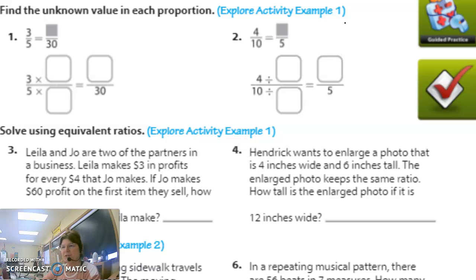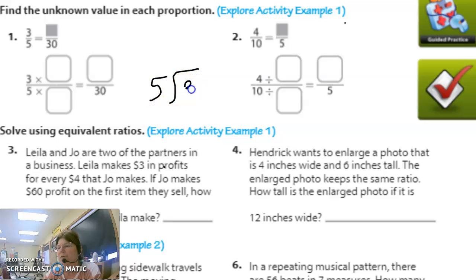On page 182, we are looking at finding the unknown value in each proportion. The first thing you're going to notice are these little boxes, and everything is broken down. We're going to be doing cross dividing and multiplying. In the first one, number 1, it says 3/5 equals blank on the top and 30 on the bottom. Whatever we do to the bottom, we must do to the top. Remember that basic rule.